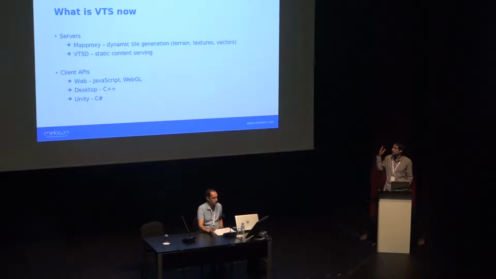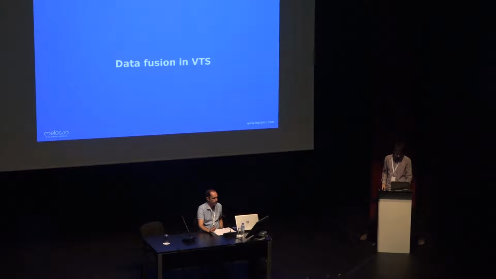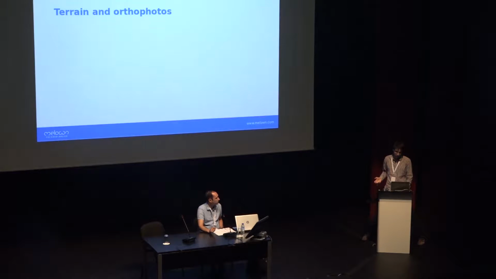And then we have many client APIs for web, for desktop in C++, and Unity in C#. So let's see how we can actually do some data fusion in VTS. Let's start from some very basic thing. Let's just combine terrain and orthophotos. So how do we do it?